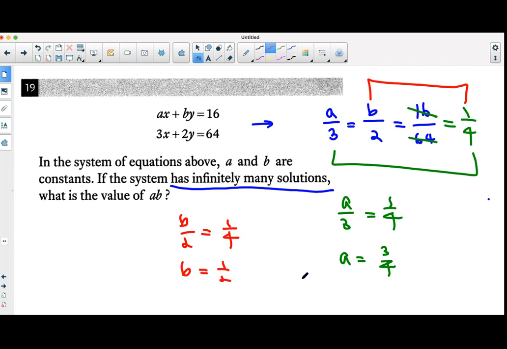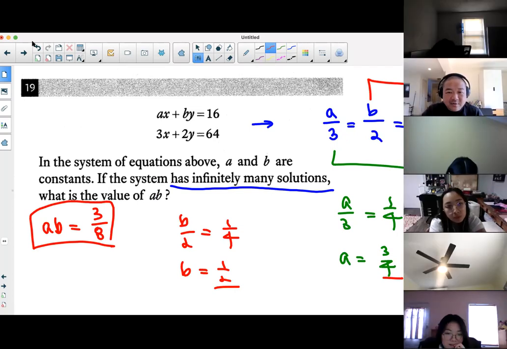1/2. So therefore, you want me to multiply those two things? Okay. What is A times B? When you multiply these two fractions, we get 3 over 8. That's what you could have done. How about that, guys? Is it okay? So that's the idea that they wanted you to do.